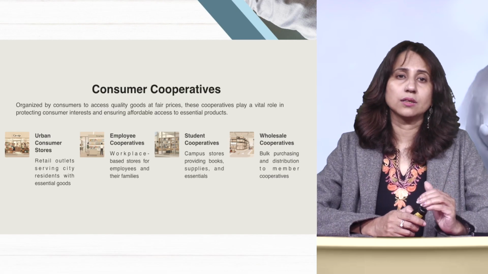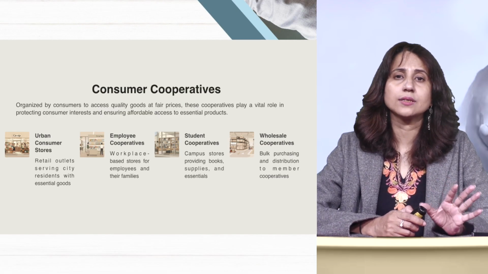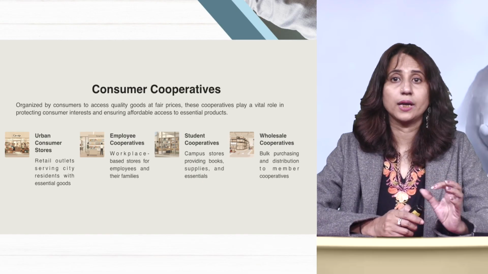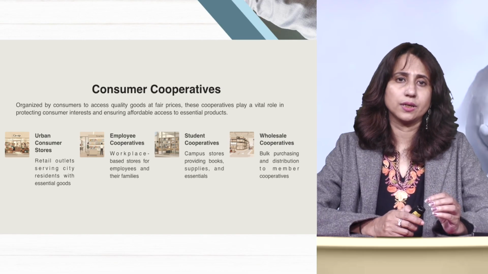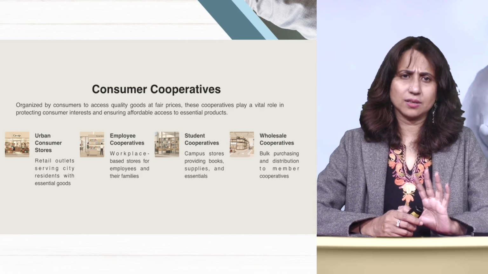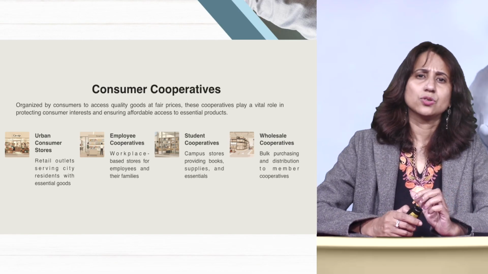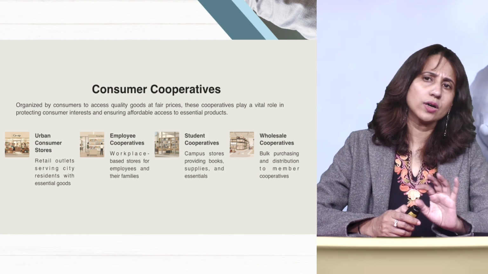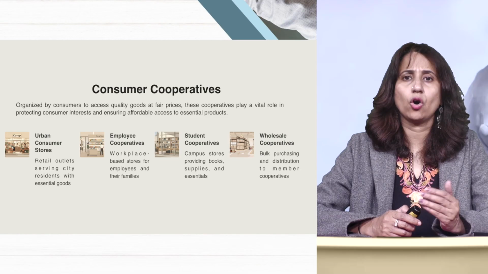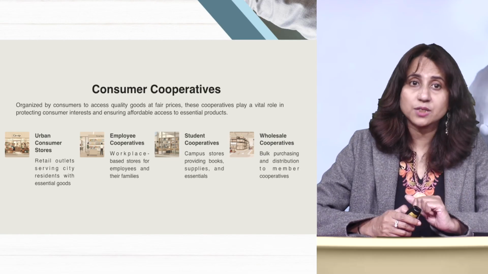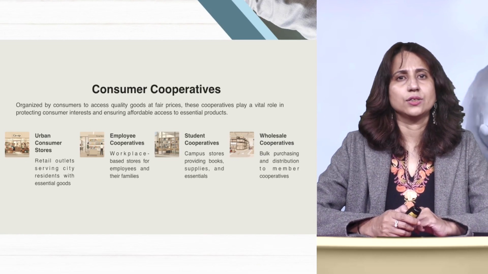Then there are the wholesale consumer cooperatives. They operate at a larger scale, supplying goods to retail consumer cooperatives, reducing costs through bulk purchasing and eliminating multiple intermediaries. Then yes, some specific product cooperatives. Some consumer cooperatives focus on particular product categories like food grains, vegetables, textiles, or books, developing specialized expertise and supplier relationships. Then there are the producer cooperatives.